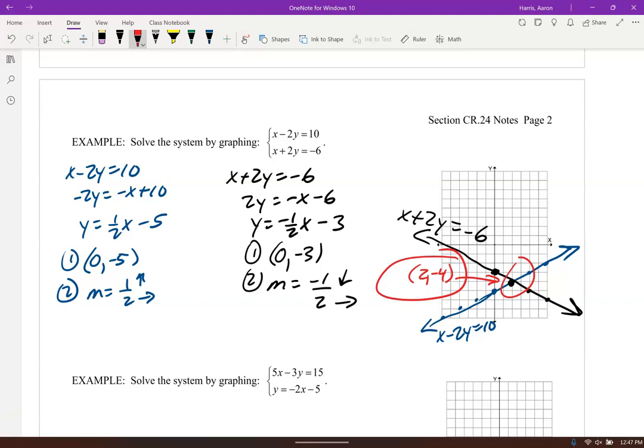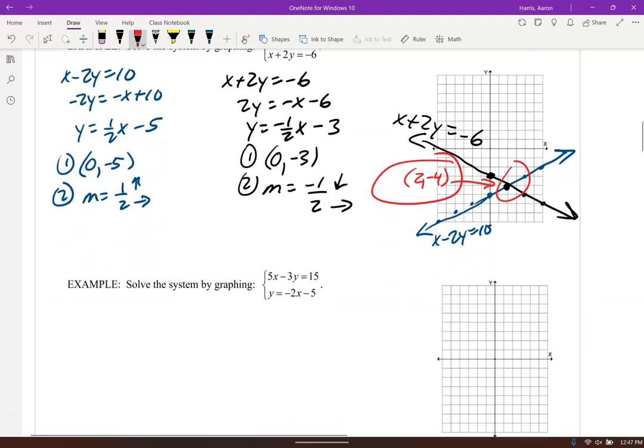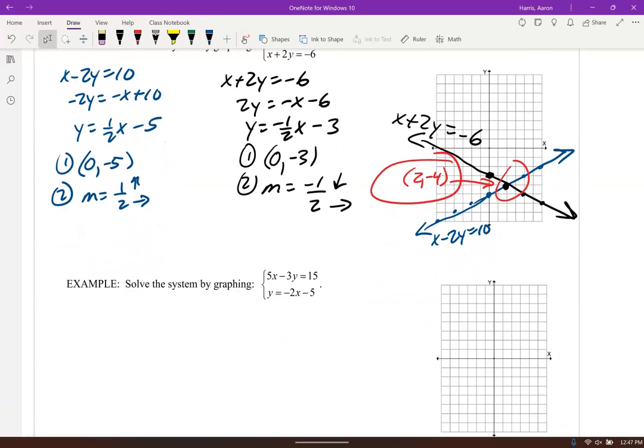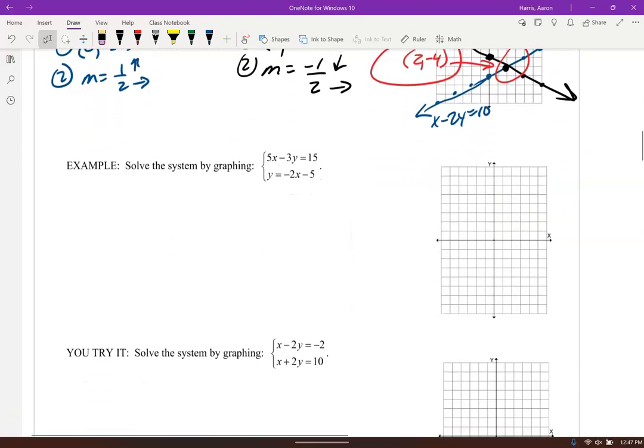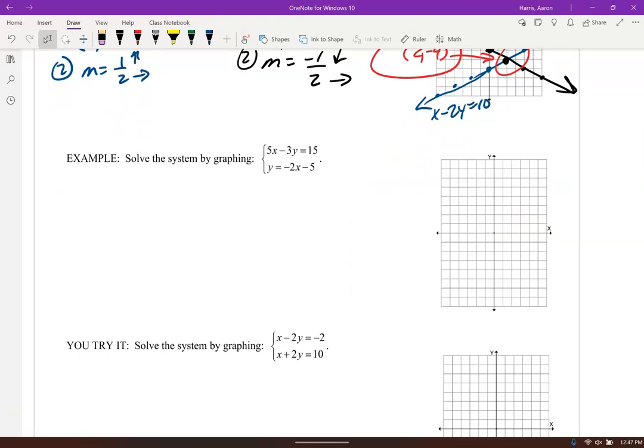When you're doing these with graphing, if you're doing them with paper and pencil, ideally you've got a ruler and some graphing paper, so you can see exactly where they cross. It's nice if they cross at integer coordinates. If they don't, you kind of have a mess on your hands, and that's where we're going to do substitution and elimination later. But let's go ahead and do this next one here.